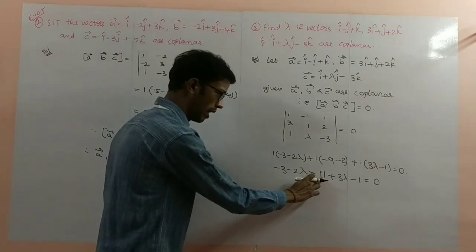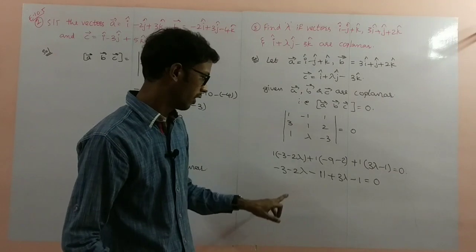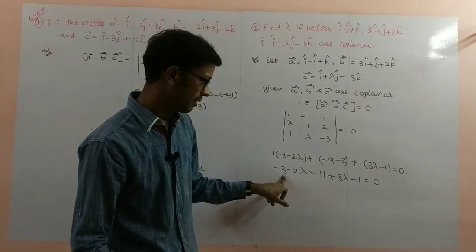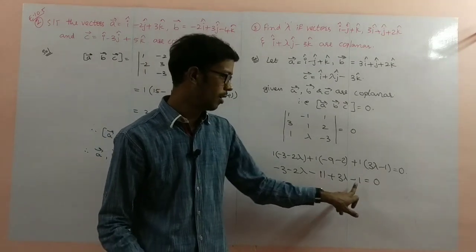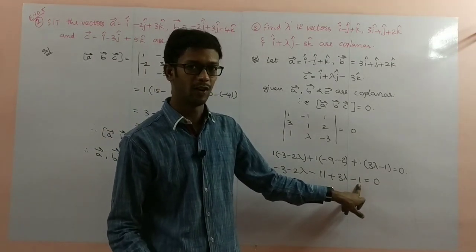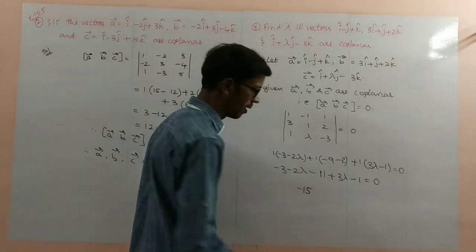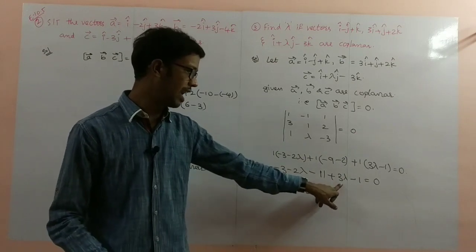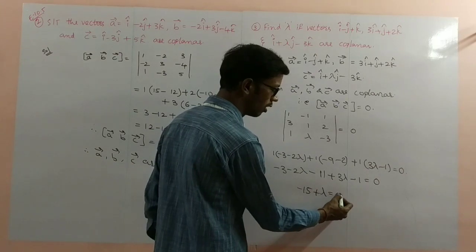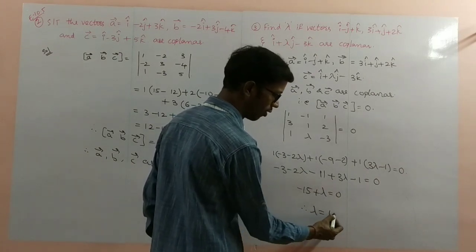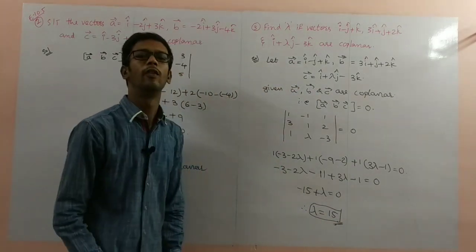Now you have to make more simplification here. We need to find the lambda value. For that purpose, minus 3 minus 11 is minus 14, and minus 1 gives minus 15. The total is minus 15. 3 lambda minus 2 lambda plus lambda, you will get equal to 0. Therefore, lambda equal to 15.